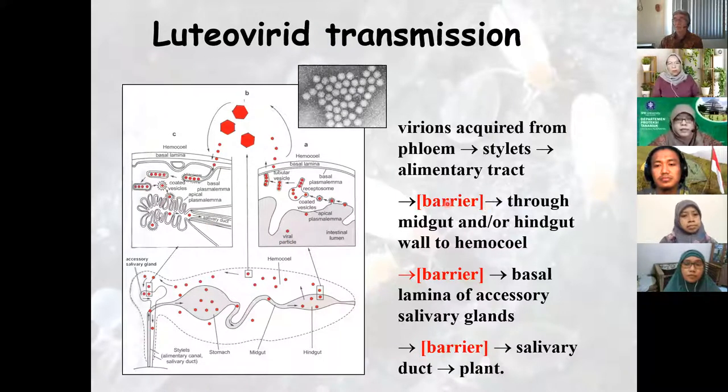Now, a virus can get through one. If it doesn't get through two, it's not transmitted. If it gets through one and two, but not three, still not transmitted. It's got to get through every barrier to be transmitted. So that looks incredibly complicated, but this mechanism is the mechanism used by whitefly transmitted geminiviruses. So once again, very, very successful method of transmission, despite being complicated. Very, very common.